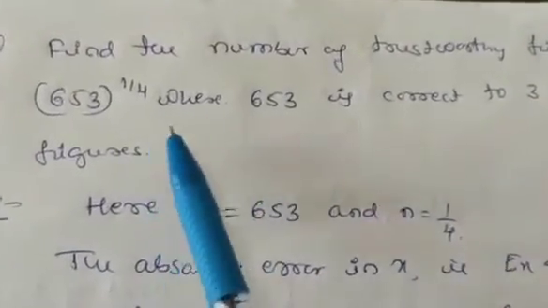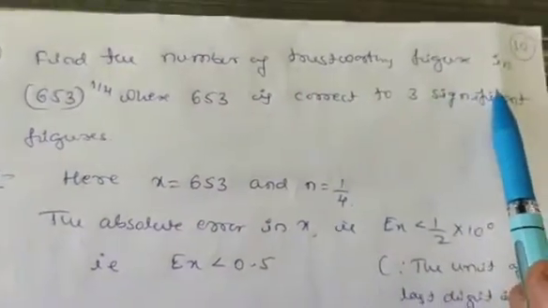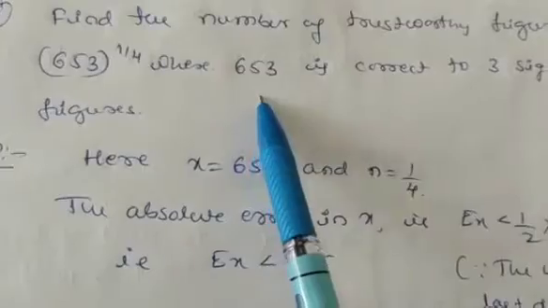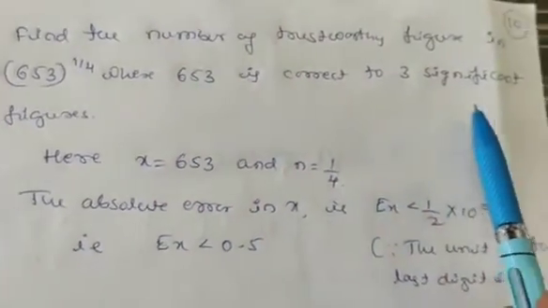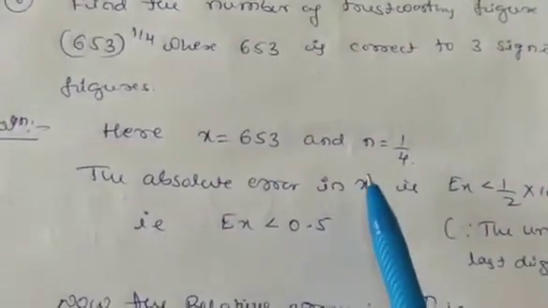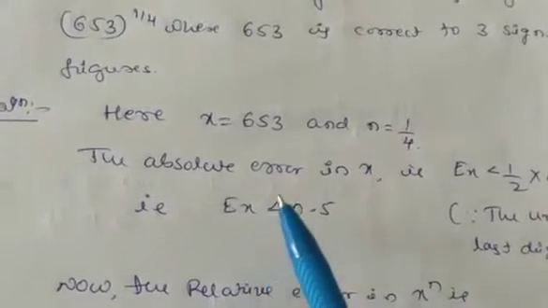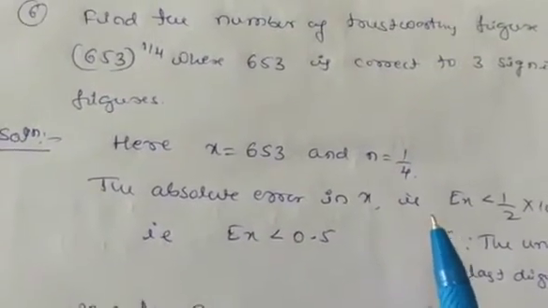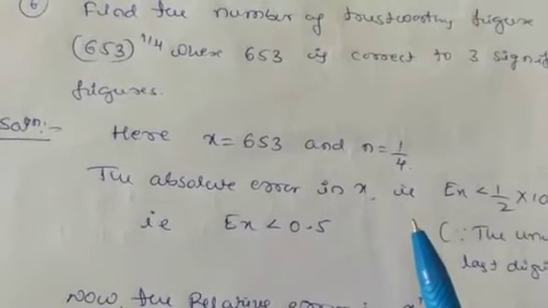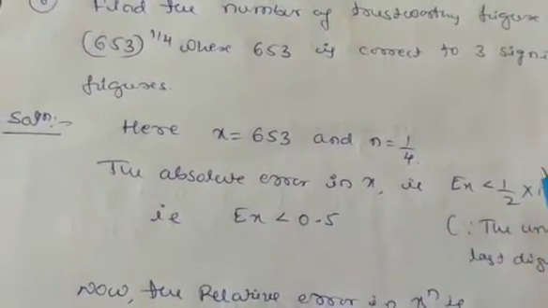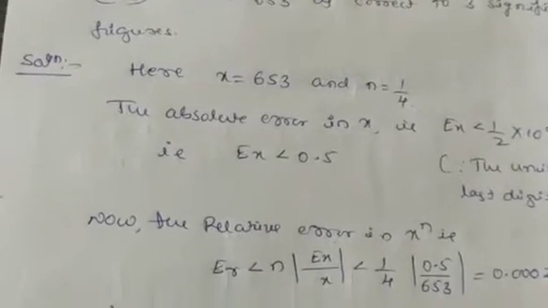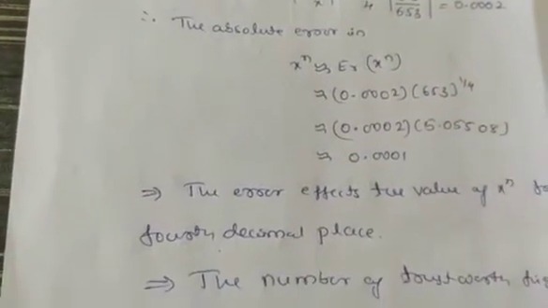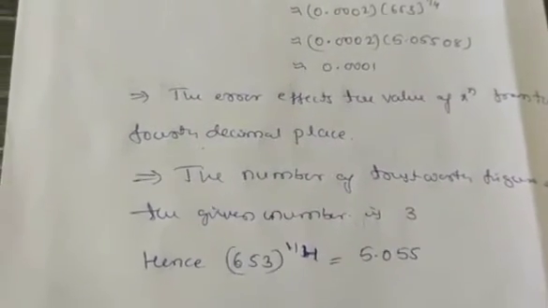Take one more example. Find the number of trustworthy figures in 653 whole raised to 1 by 4, where 653 is correct to 3 significant figures. This is exactly the same as we have done in the previous example. So this is an assignment for you. Solve this example yourself and find the number of trustworthy figures, correct up to 3 decimal places. If you find any difficulties you can ask me.